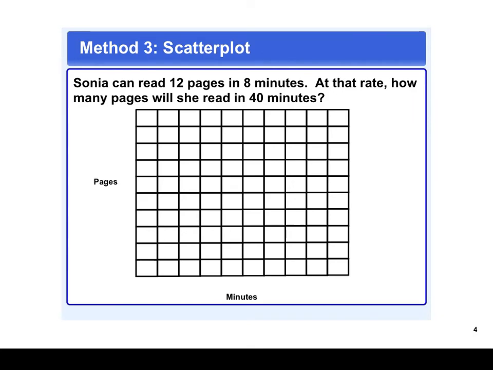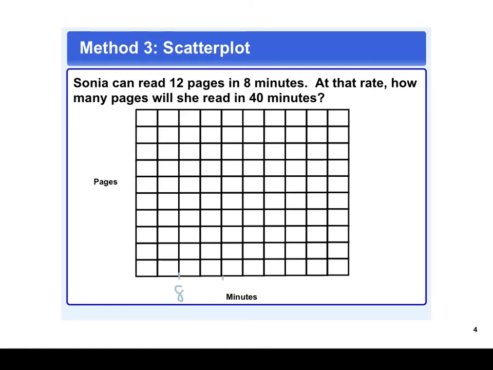The next method I'm going to look at is the scatter plot method. It tells me that Sonia can read 12 pages in 8 minutes. At this rate, we want to find out how many pages she will read in 40 minutes. Well, I'm going to organize my information. I'm going to put the minutes on the bottom. So I'm going to start with 8. I'm going to move it down to the second line just to save myself some space.